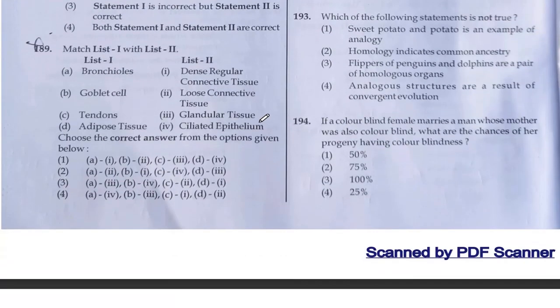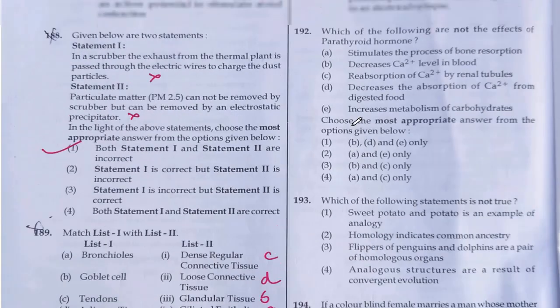Next, question number 189. Okay. So bronchioles will have ciliated epithelium. Okay. So goblet cells, they are glandular tissue. Tendon is the dense regular connective tissue, and adipose tissue, that will be loose connective tissue. The option 4 will be the correct one.